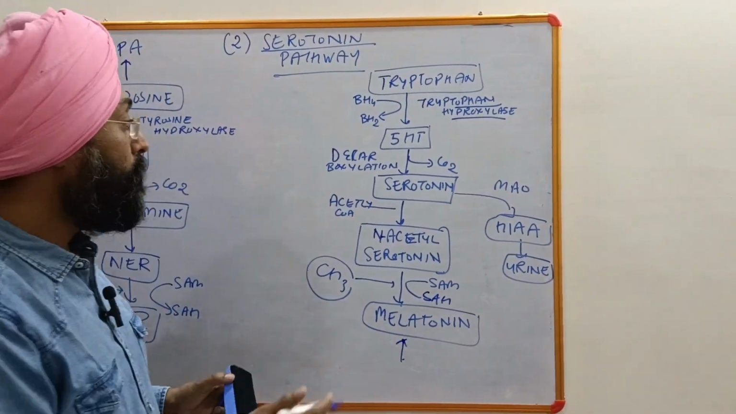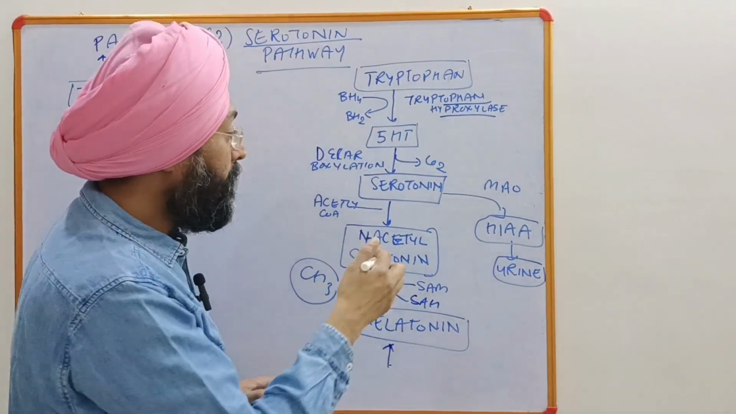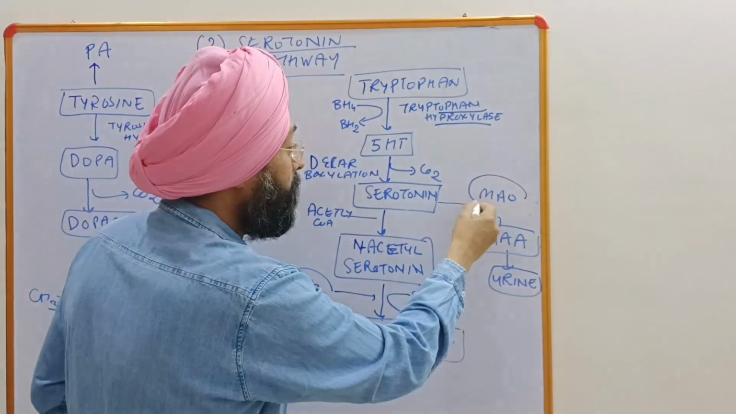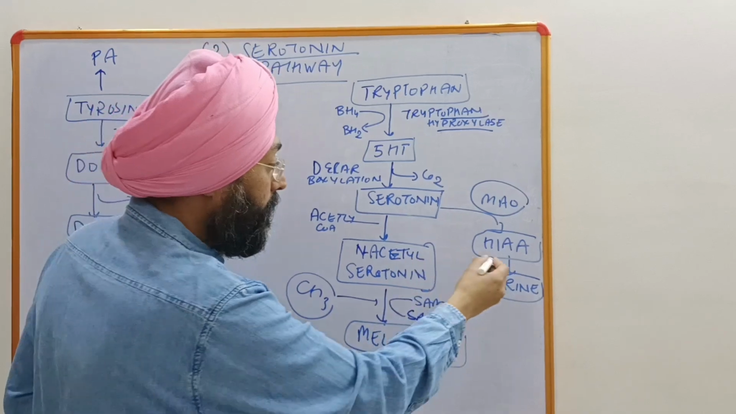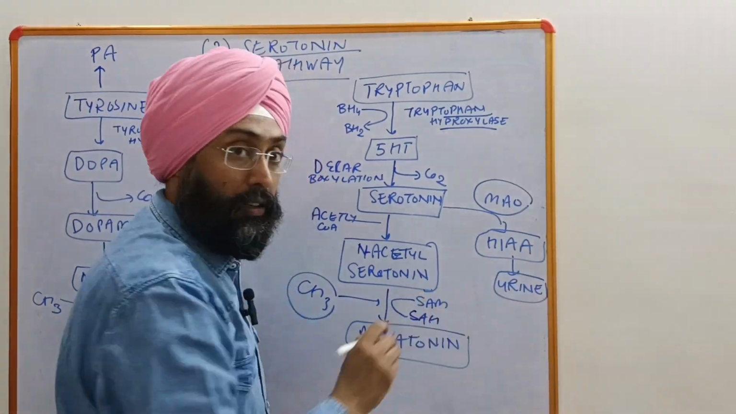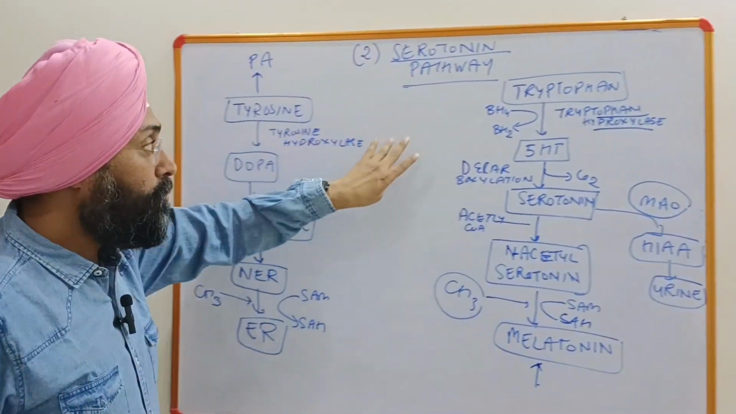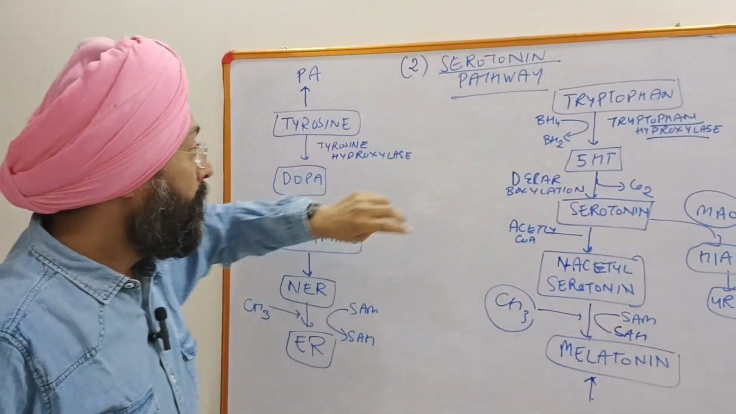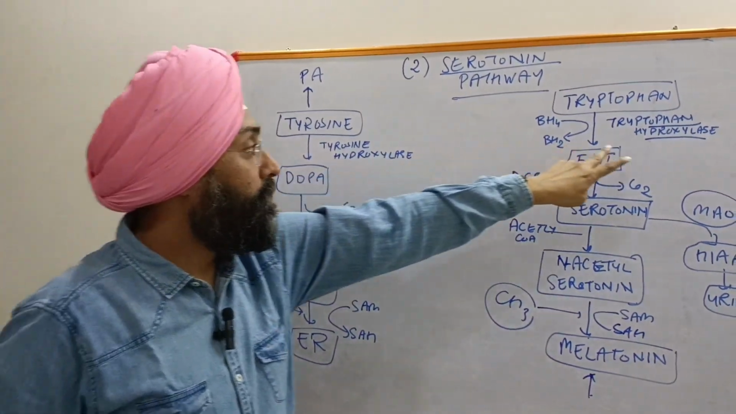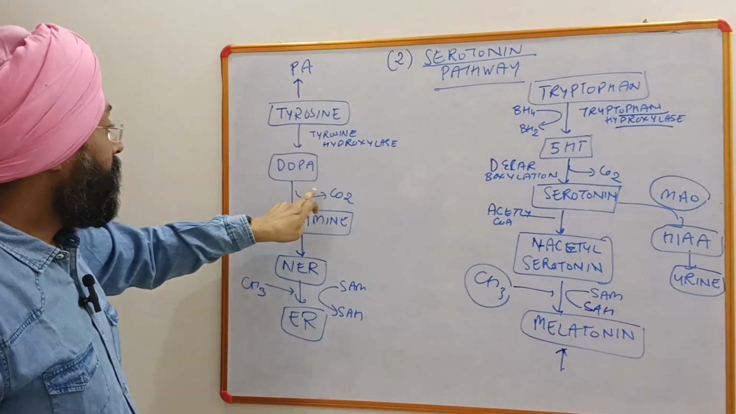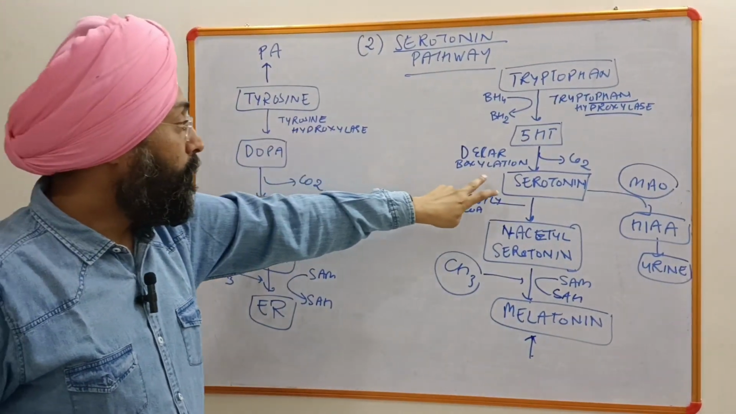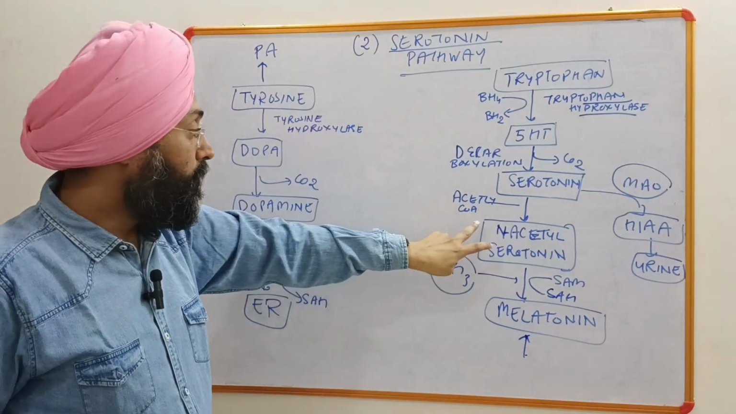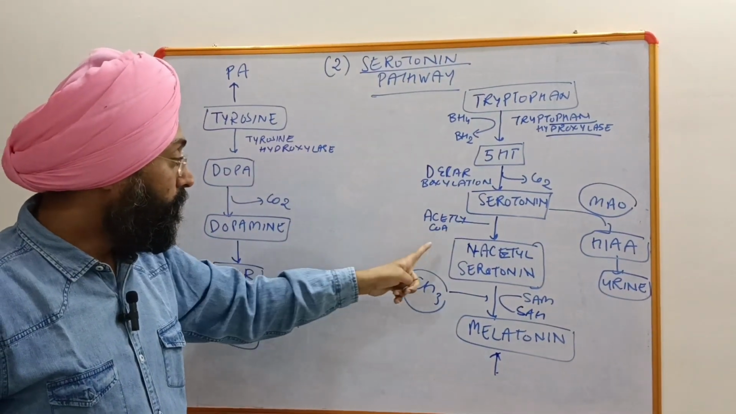And in order to remove it from the body, it undergoes a monoamine oxidase reaction to form hydroxyindole acetic acid, right? And hydroxyindole acetic acid is further excreted in urine. So comparing the two pathways to remember the tryptophan pathway, first reaction is a hydroxylation reaction, same as this. Second reaction is a decarboxylation reaction, the same as this. And then serotonin was further acetylated to form N-acetyl serotonin.